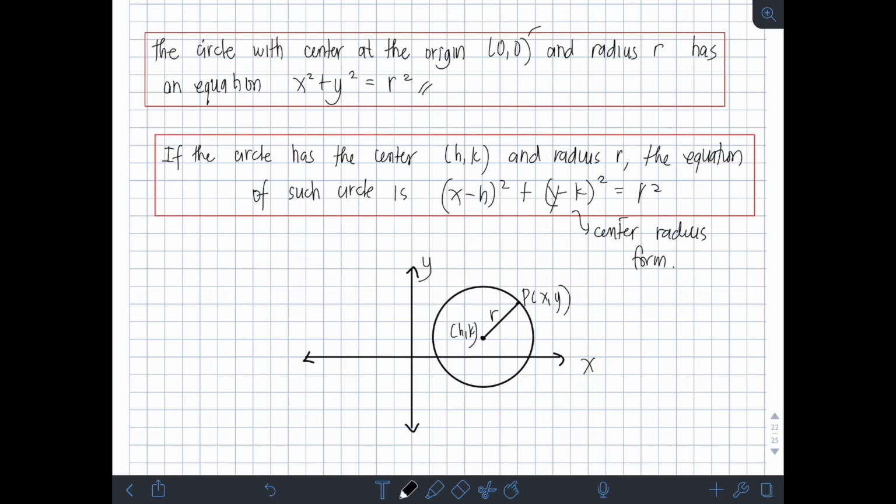So, it can move h units either to the left or to the right, or k units either upward or downward, depending on the value of h, k, which is the new center of the circle. The radius should still be the same, r. So this is what we call the center-radius form: x minus h quantity squared plus y minus k quantity squared equals r squared.